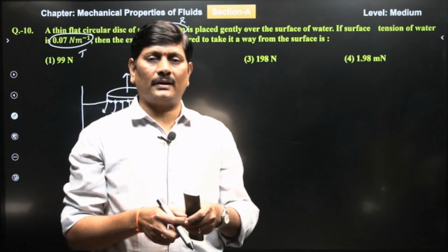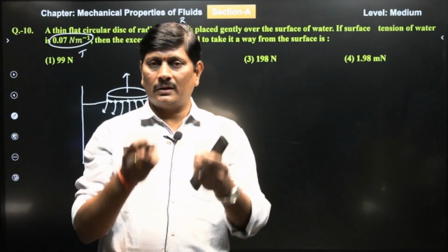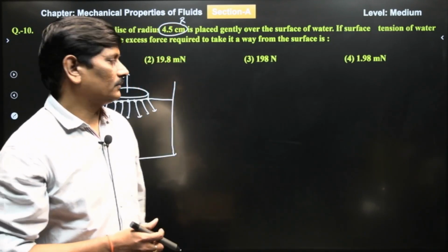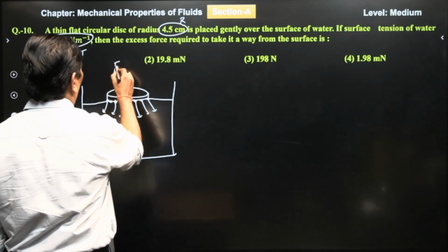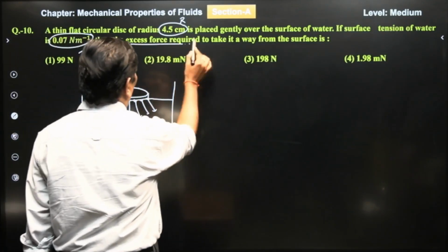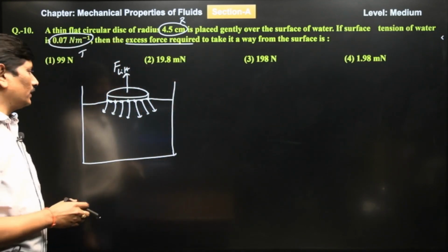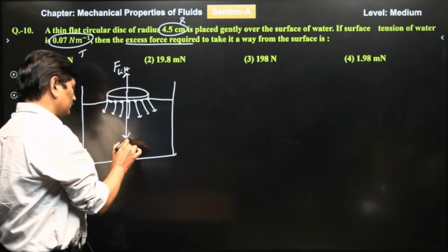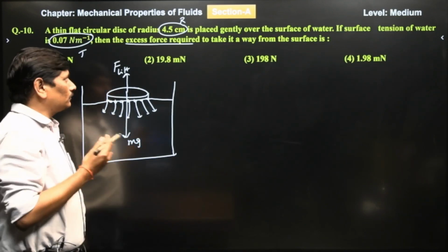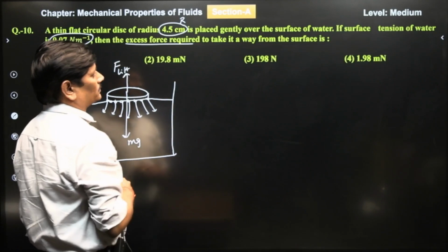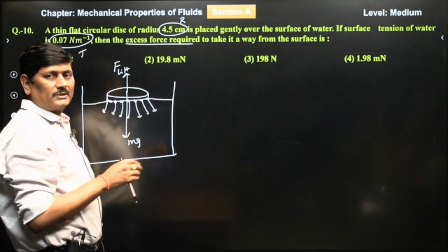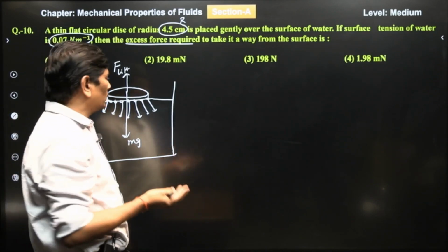Against that increase in area, those molecules try to pull the disc in the downward direction. That is why, whatever the lifting force you have to apply, they are telling excess force. Excess force means this disc has its weight, that is natural. They are not asking about the total force, they are asking about the excess force. Excess force means other than the weight, how much extra force is needed to lift that disc.